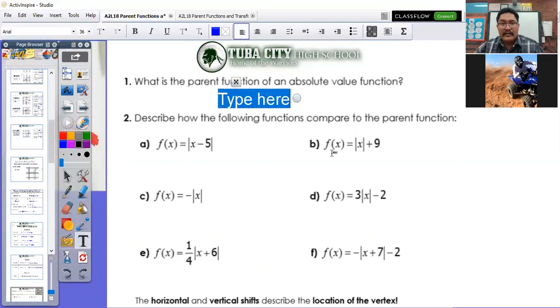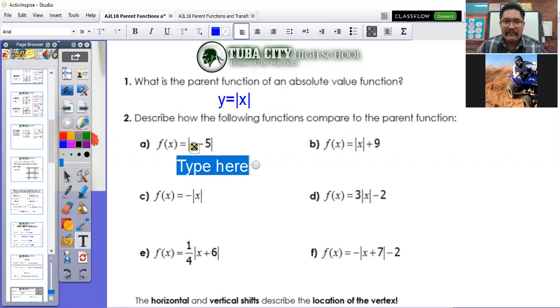And here, we have a question that says, what is the parent function of an absolute value function? That's easy. You just put these bars on X. Parent function means the most basic function, the very bare minimum that you can call an absolute value. So we're just taking the absolute value of X, nothing else. Now, they want us to look at these and compare them to the parent function. You can use Desmos for these. In fact, I think one of the directions says to use a calculator or something.